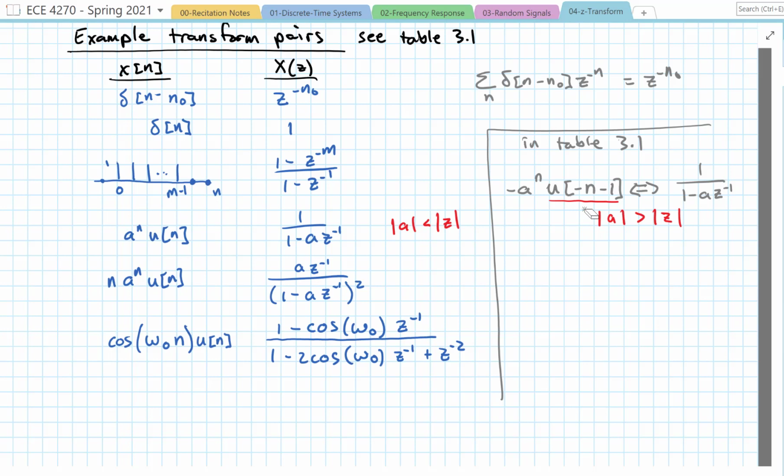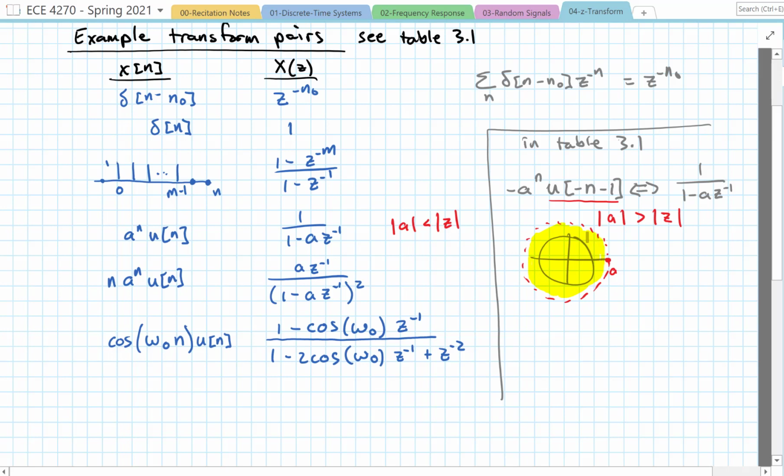Essentially, we're going towards negative n, it's raised to the power of negative n, so the two negatives make a positive. When z is raised to n, we want it to go to 0, so it needs to be smaller than a. Accordingly, the region of convergence for a negative sequence, a left-sided sequence, is going to be inside, whereas the region of convergence for a right-sided sequence will be on the outside of a.